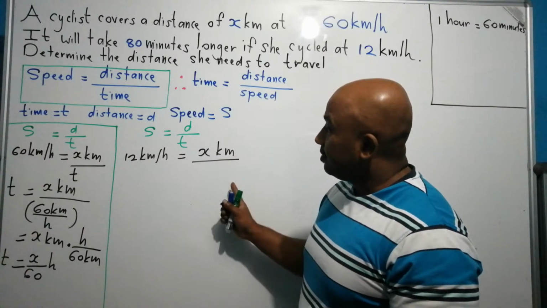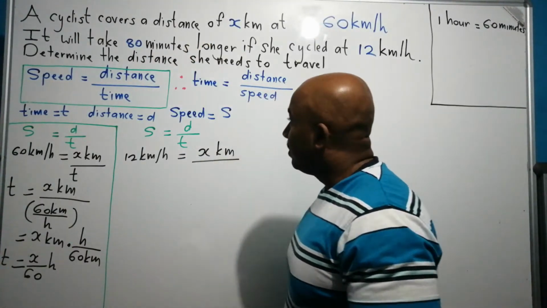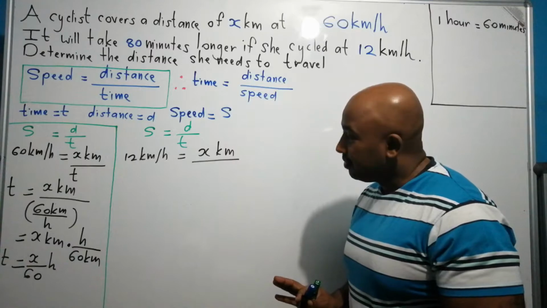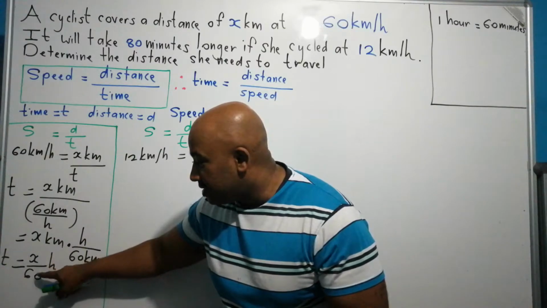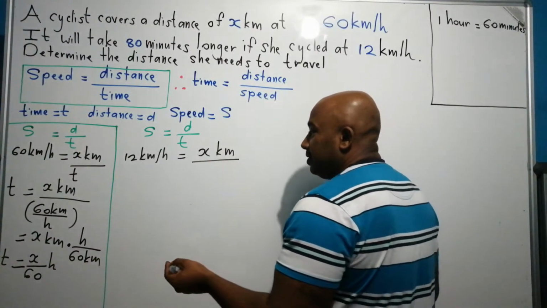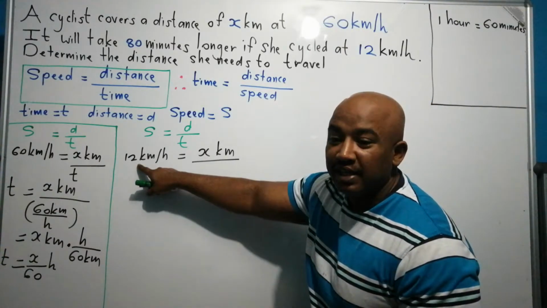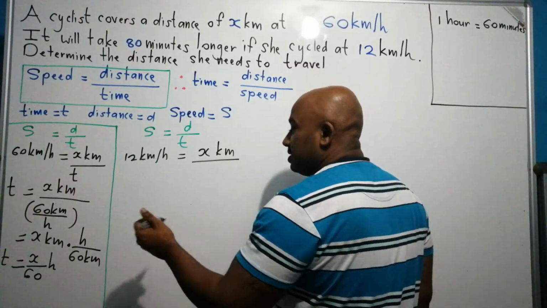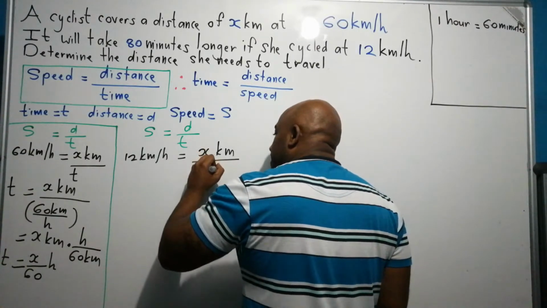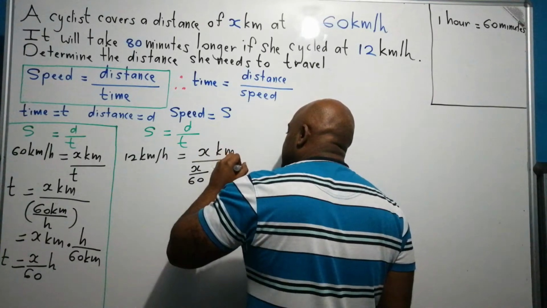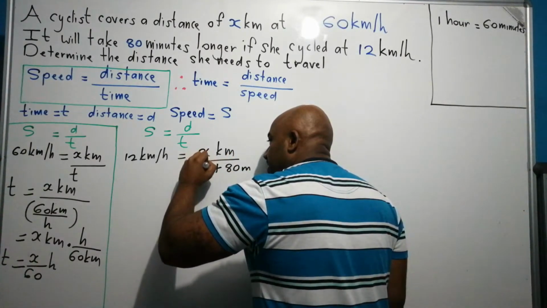Okay, so now it will take her 80 minutes longer than the original time. So what was the original time? The original time that we worked out was X over 60. But now, whatever that time was, we need to add on 80 minutes because she's traveling at a slower speed there. So the time there was X over 60 plus 80 minutes. Okay, but now it's not just X over 60, it's X over 60 hours.